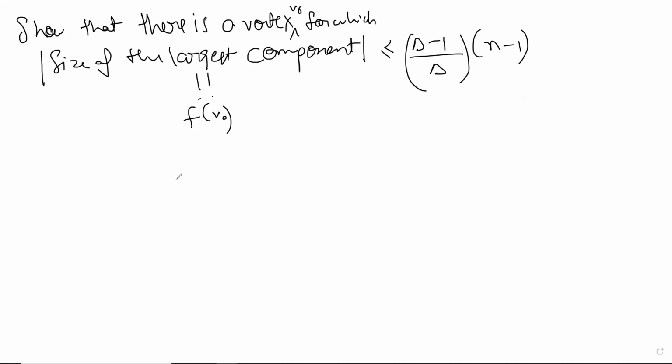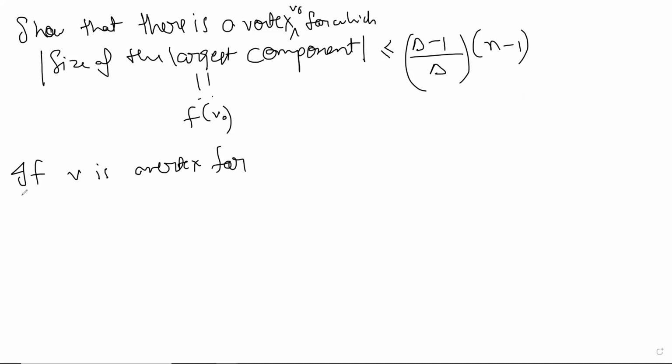Okay, so we'll try to do it in a little more dynamic way. If v is a vertex, so first of all, is the statement fine, right? You can ask a question right from the start, it's completely okay. We just want to show that there is some vertex for which the size of the largest component is not too big.